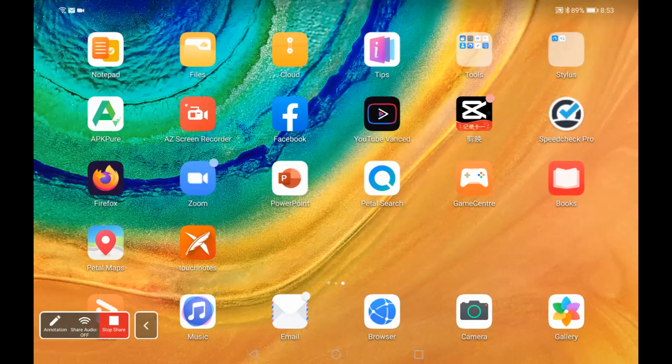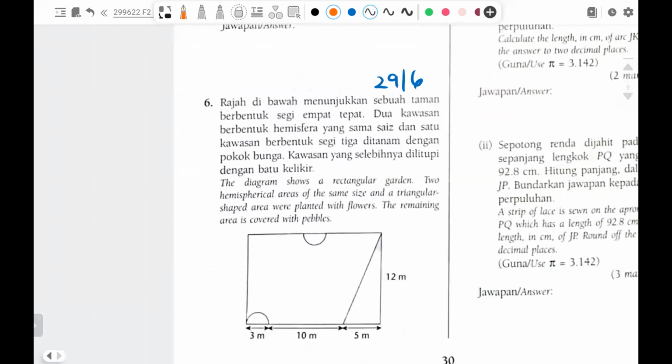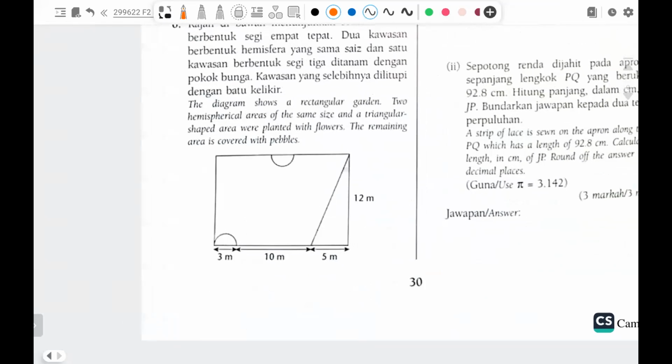So last week we stopped at number 5. So we'll move on to number 6 today. Okay, everyone get ready already? Let me see your hand. What about others? You have the book with you? Page 30, just a quick reminder. Taichun, you have the book already? Okay, number 6.